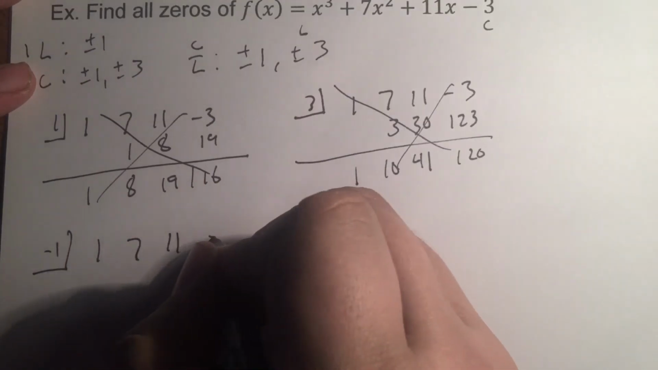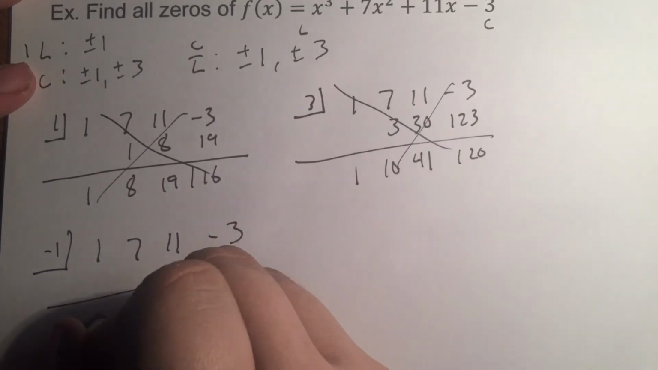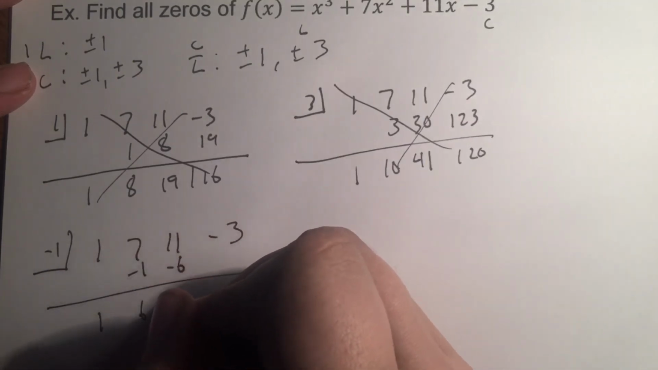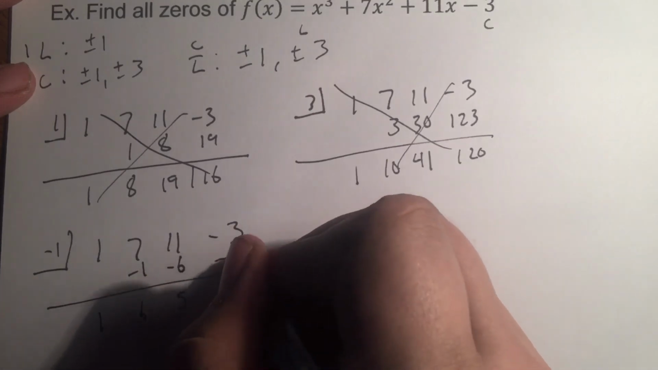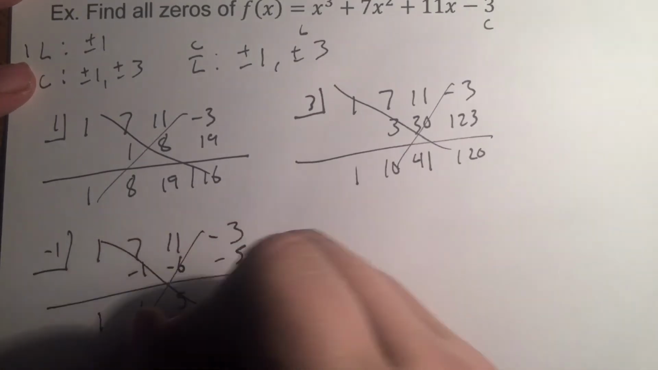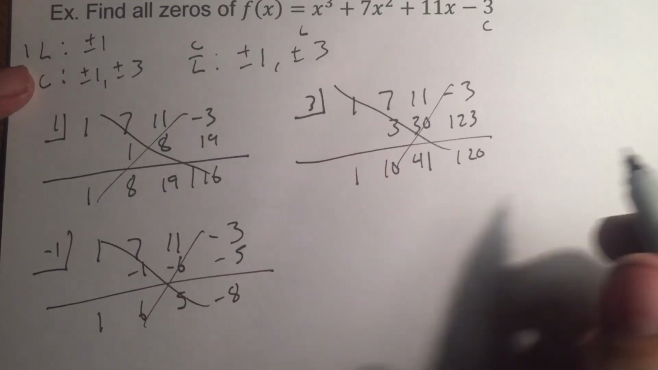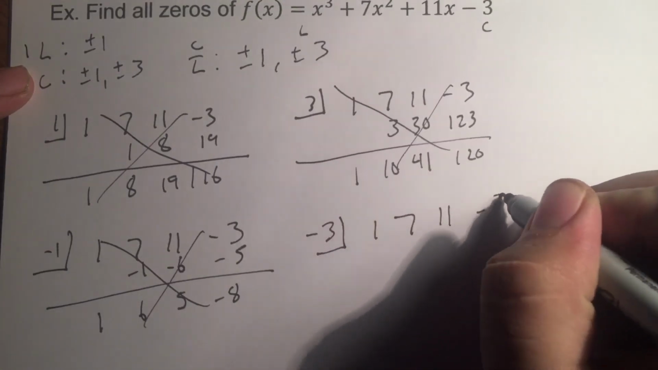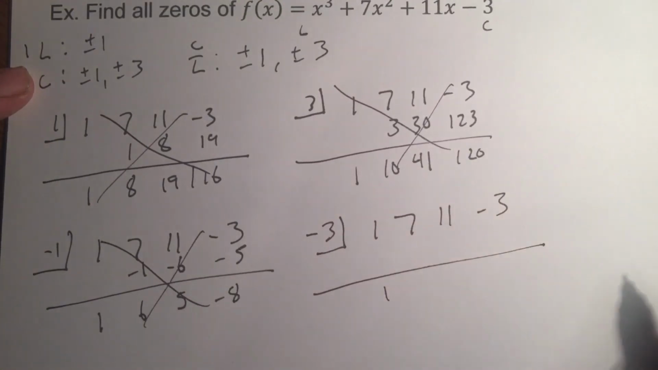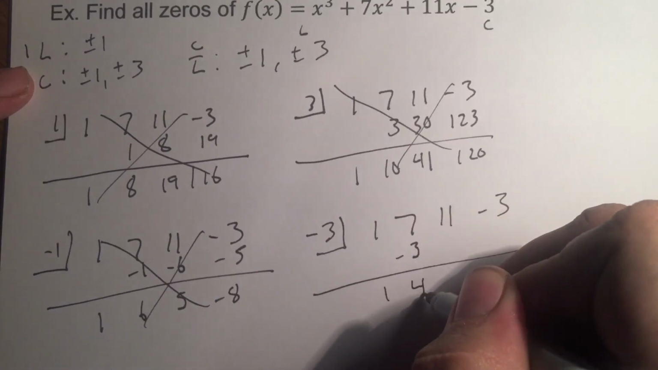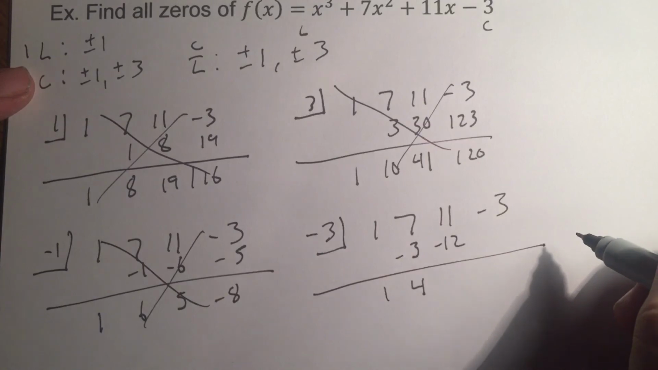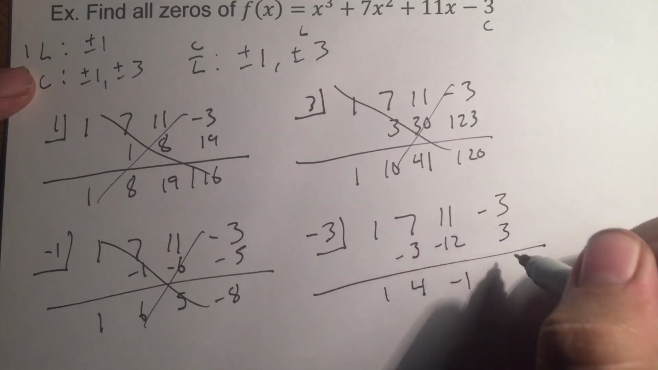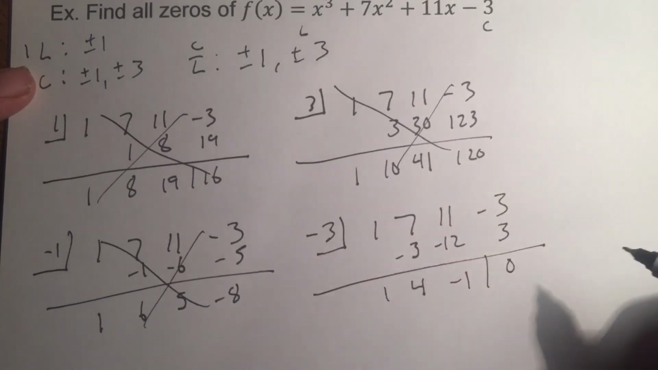1, 7, 11, -3. So 1 and -1 is -1, which makes 6. Minus 6, 11 minus 6 is 5. -5 is -8. And of course it would come down to the last one. So 1, 7, 11, -3. Let's bring the 1 down. -3 and 7 is 4. 4 and -3 would be -12, which would be a -1. -1 and 3 would make +3, which gives us 0. So -3 is the solution.